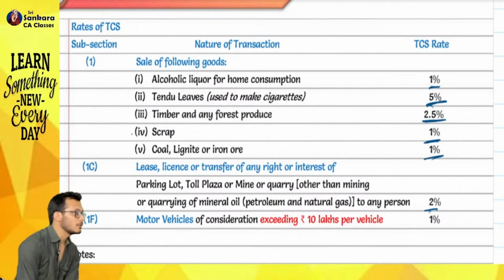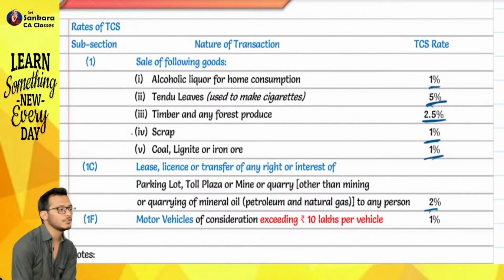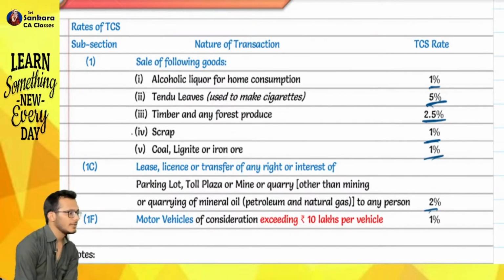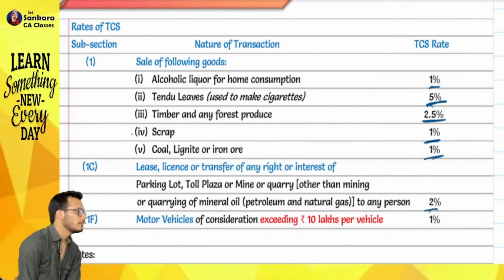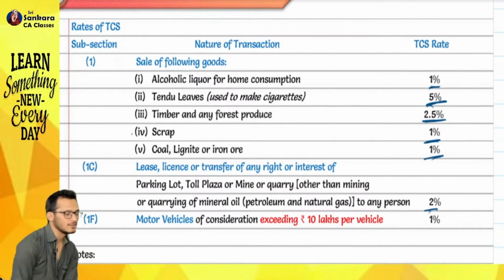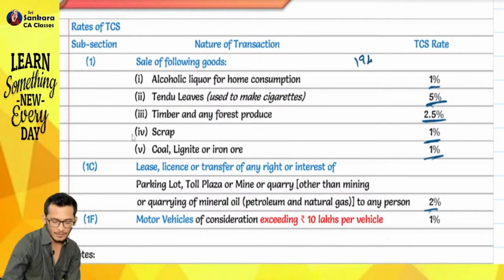Yeah, motor vehicles. The provisions say if the purchase of the motor vehicle is more than 10 lakh rupees, you will collect TCS at the rate of 1%. Question to you: I have purchased a motor vehicle, a BMW, for 50 lakh rupees. Whether 194Q will apply or this 206C will apply.